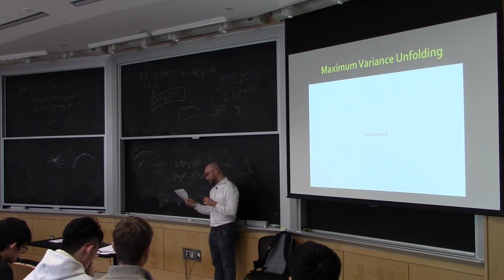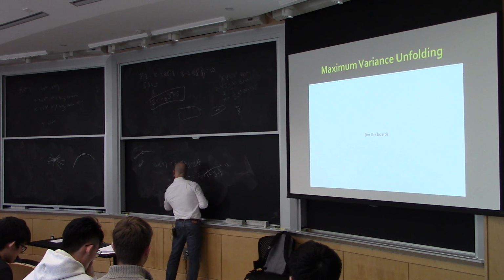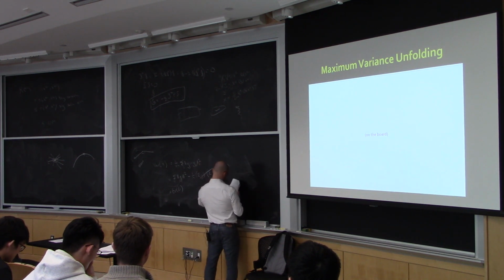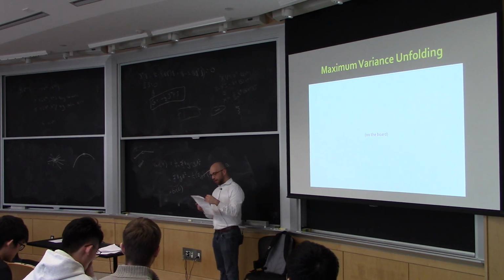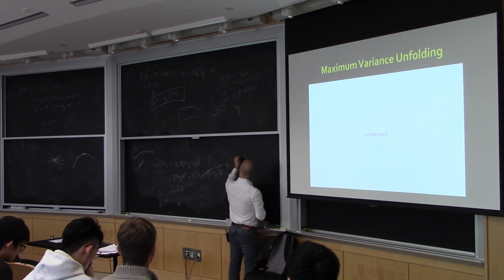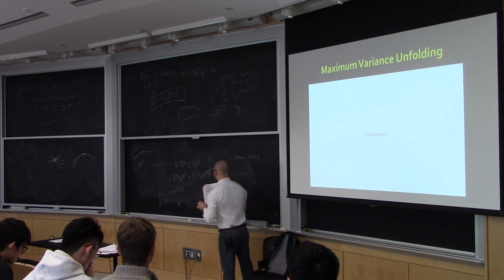And so what is this thing? Well, one kind of cute way to view it is this is the trace of the Gram matrix. Yes, that's the trace of the Gram matrix. Okay, so I want to maximize the variance. One way to do it is to maximize the trace of the Gram matrix.